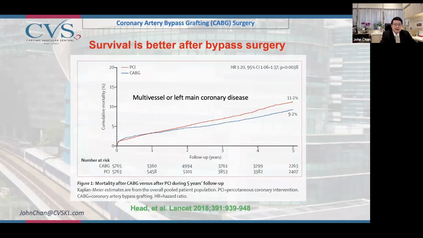And then this is another study. This study combined all the studies which have been done comparing coronary stents against bypass surgery. And you can see there are about 10,000 patients who have been studied. And over 5 years, you can see again, the blue line are those who had bypass surgery, and the red line are those who had coronary stents. And those who had bypass surgery, less of them have died at 5 years compared to those who have had coronary stents. So survival is better after bypass surgery in those who have multivessel or left main coronary artery disease.